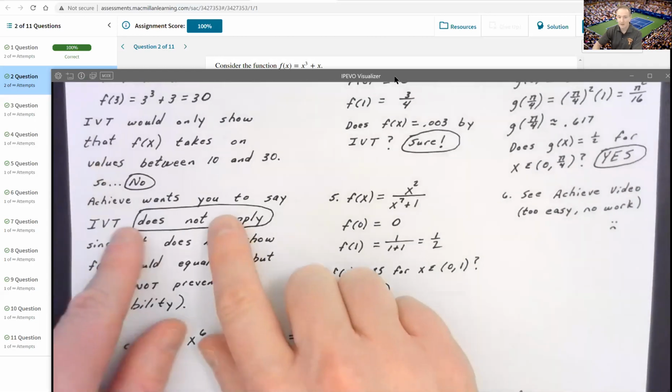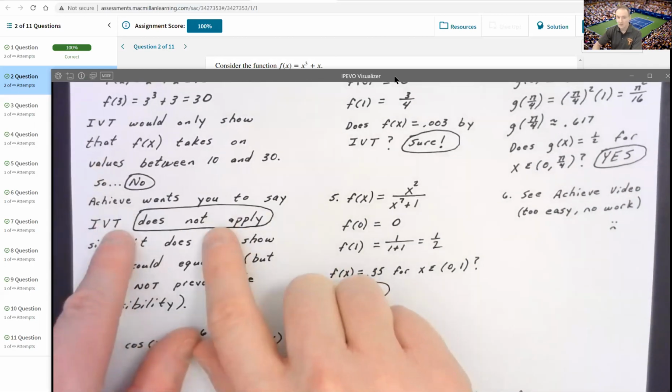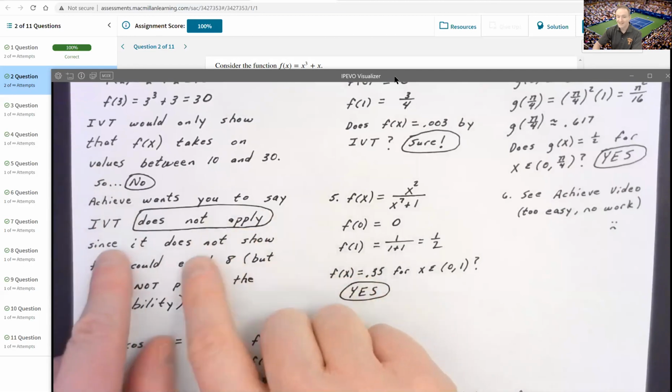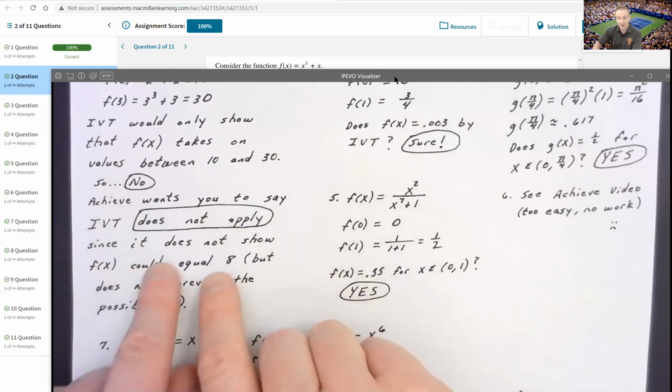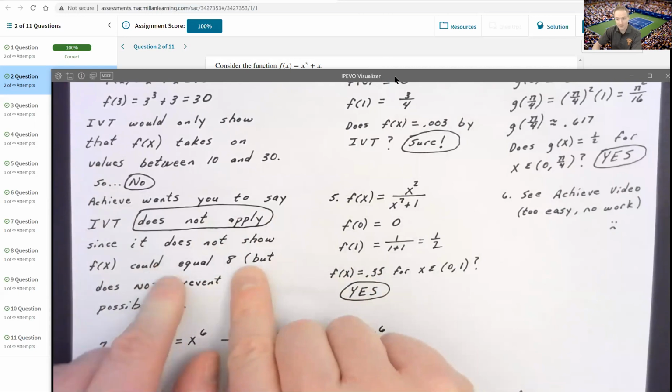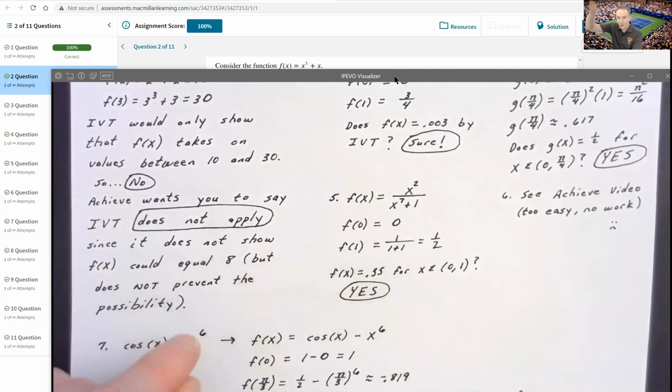But they would rather you say the intermediate value theorem does not apply because of the logic that I explained just a minute ago. Achieve wants you to say the intermediate value theorem does not apply since it does not show that f of x could not equal 8. That's not what the intermediate value theorem is saying. It could go above 30, it could go below 10.